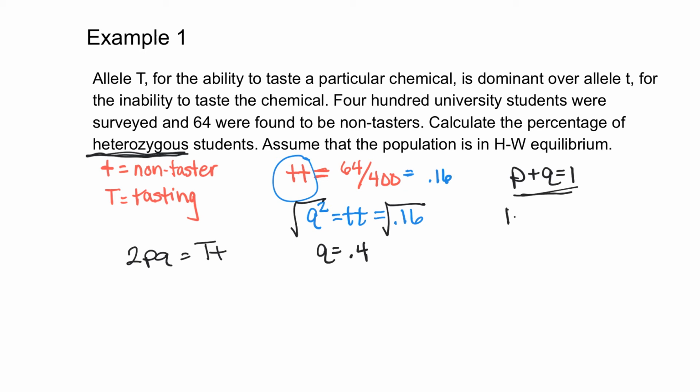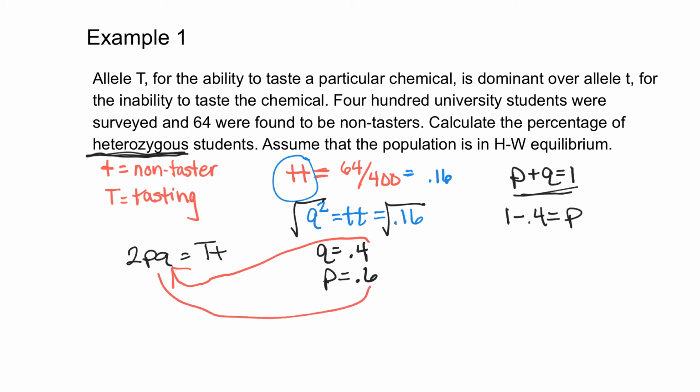So 1 minus 0.4 is going to equal P. So 1 minus 0.4, we know P is going to equal 0.6. So now all we have to do to get the heterozygous genotype is plug 0.4 in for Q and 0.6 in for P. So let's do that.